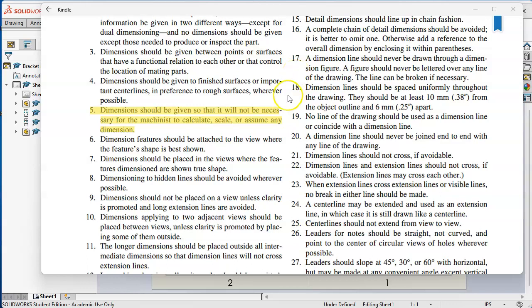Baseline or ordinate is going to be the preference. A dimension line should never be drawn through a dimension figure, should be spaced uniformly, and no line should be used as a dimension line or coincident with a dimension line.